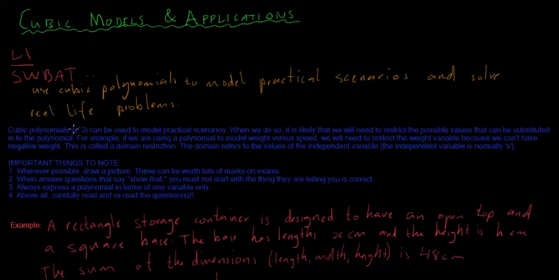Cubic polynomials, that's x to the cubed, or the 3, can be used to model practical scenarios. When we do so, it's likely that we will need to restrict the possible values that can be substituted into the polynomial. For example, if we're using a polynomial to model weight versus speed, we'll need to restrict the weight variable because we can't have negative weight. This is called a domain restriction, and we're going to look at domain here.